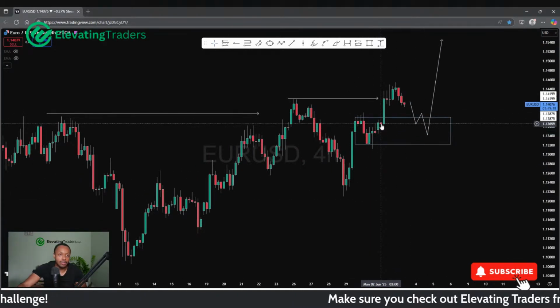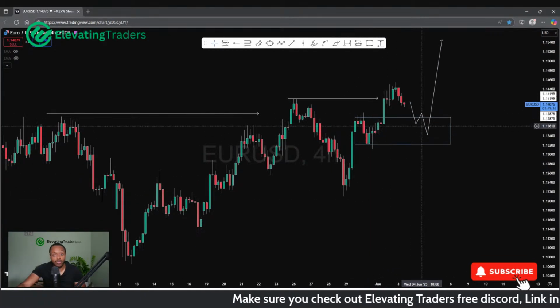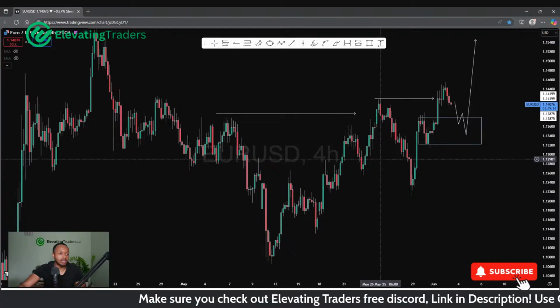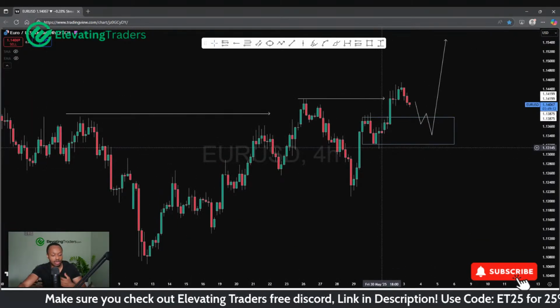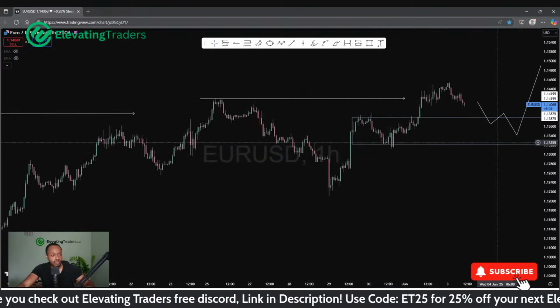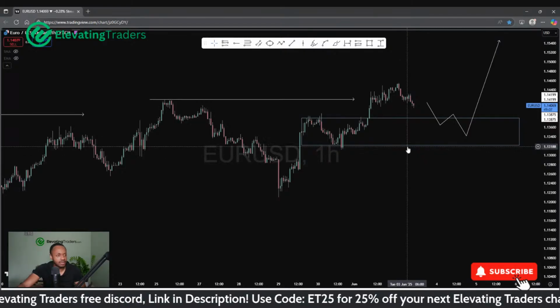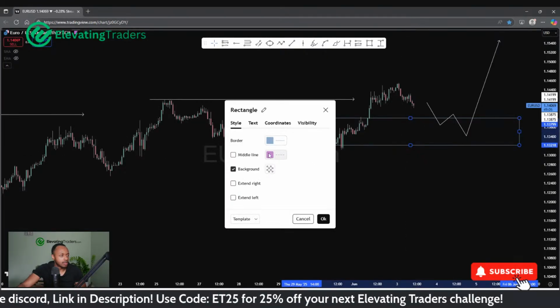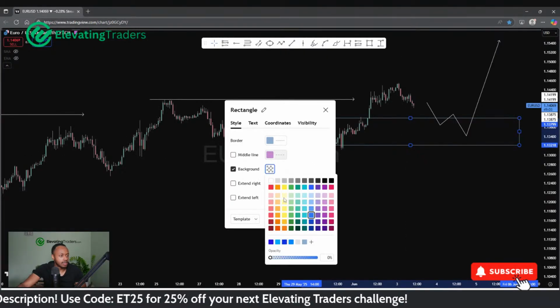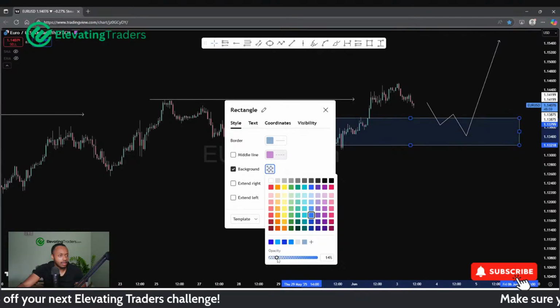So still keep an eye on 1.137, 136. I think that's still a very smart place for a buy, especially if you're looking at maybe like an hourly chart, looking for opportunities in that area. Let me just add a bit of background to that. There we go.